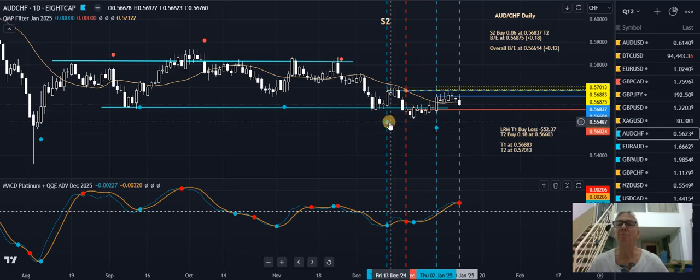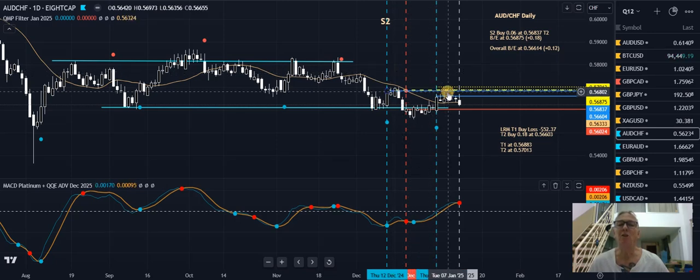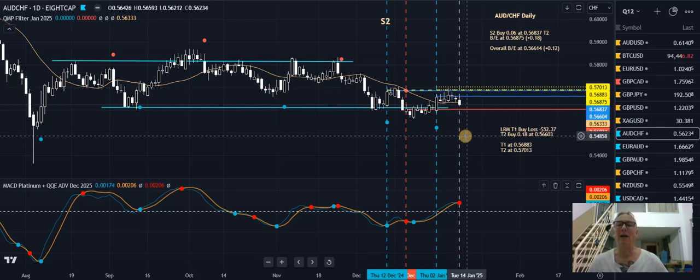We're just in S2 at the moment. So, it's a buy, sell, second buy. It just popped through one day. It wasn't enough for me to take any action. You know, it went through the break even just, but not to be. I didn't take it. Now, the MACD Platinum's gone through the zero level.